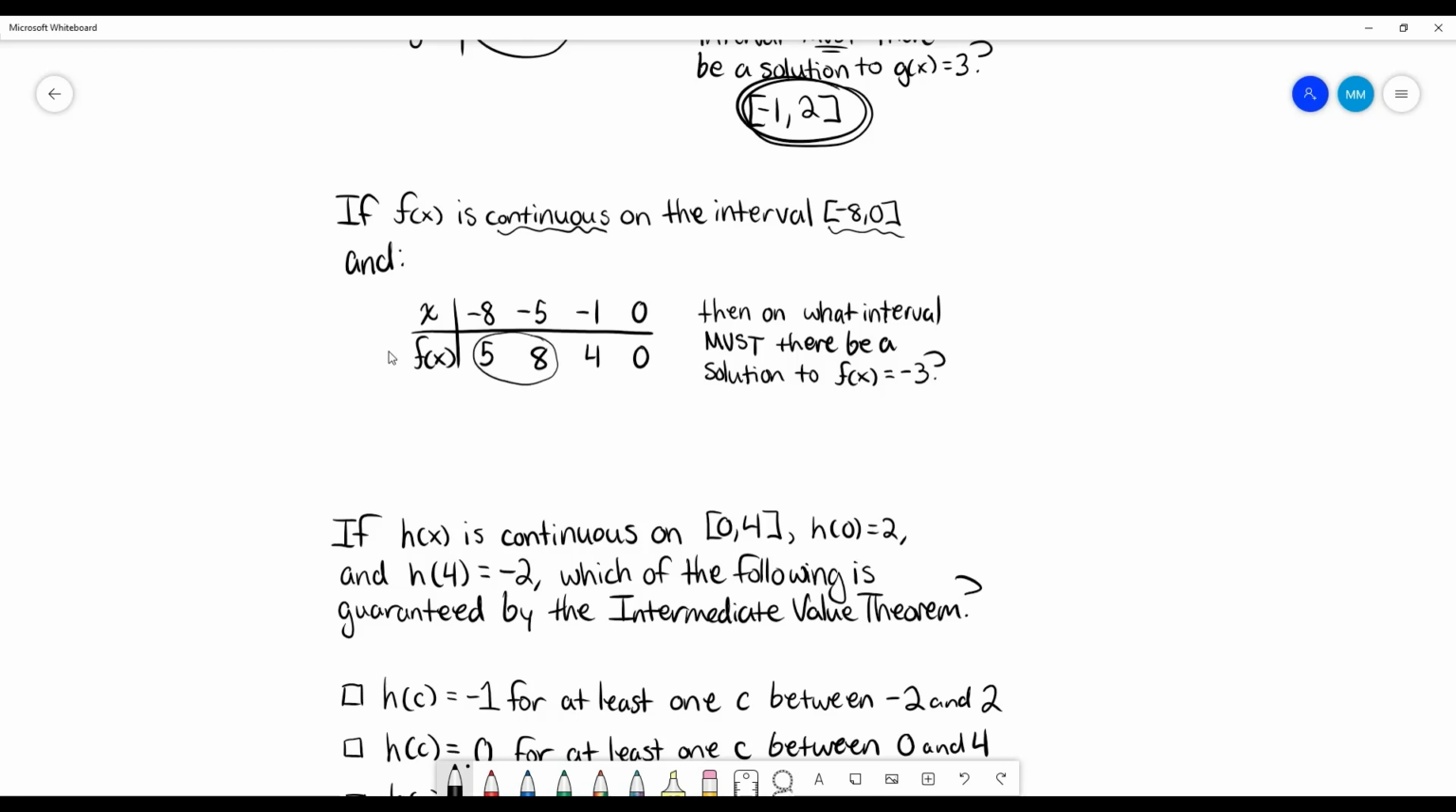So from 5 to 8, we can't guarantee there's a -3 in there because all we can really guarantee is everything between 5 and 8, right? -3 is not between 5 and 8. The next one goes 8 to 4, which also doesn't guarantee -3, and then 4 to 0. So it looks like the intermediate value theorem isn't actually useful here because we can't guarantee that there is a y value of -3 anywhere on here. So the answer to this question is none. There is no interval that we can find based on the information given that guarantees this solution.